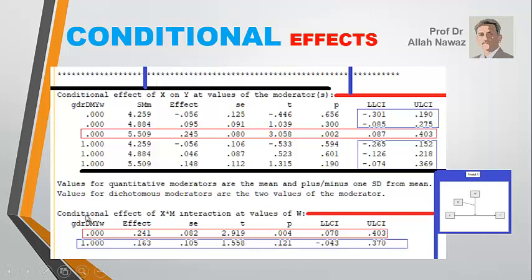In the bottom, there is given conditional effect of XM interaction at values of the W or moderator 2. Overall, the female group is coming up with significant effect in this analysis with effect of 0.241, t-score is greater than 1.96, p-value is less than 0.05, and both the upper and lower limits of confidence interval, since they have positive signs, are showing significance.